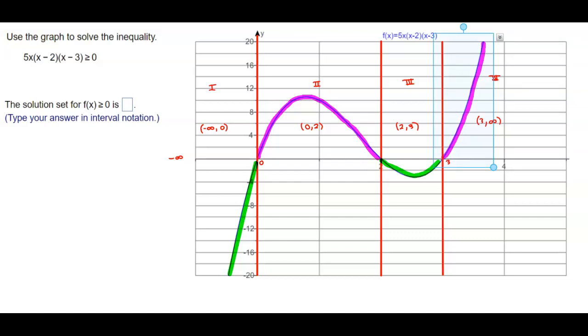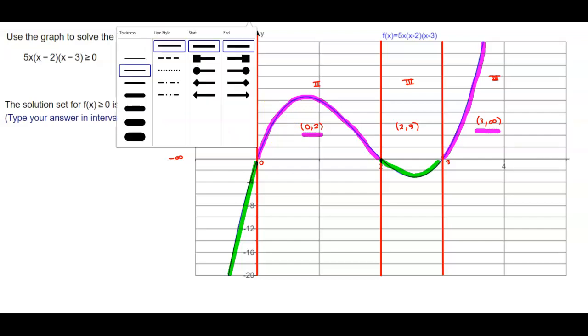What happens now is the following. We want to determine which one of these intervals. We can see the ones that are in purple here, this interval and this interval, are the ones that represent where the function is above or greater than or equal to 0. I'm just going to put that underneath there so you can see the intervals. So now we're going to write down our answer.